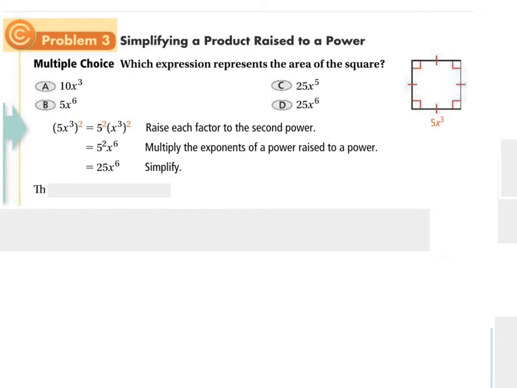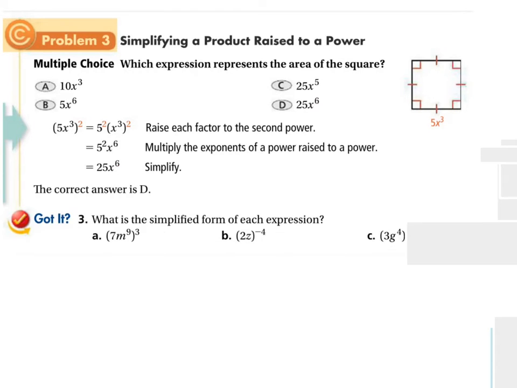Looking for that answer now that we did it, that right there, 25x to the 6th, that's choice D. So your answer is D. Your answer is not this, it's D, because if you're doing a multiple choice question, they're asking A, B, C, or D. Okay, got it?